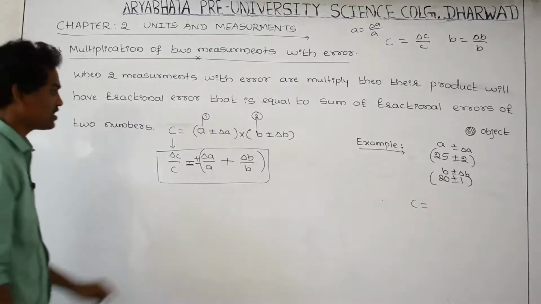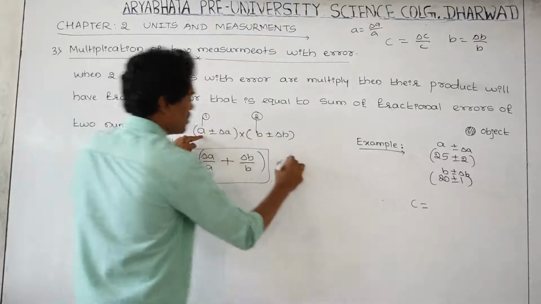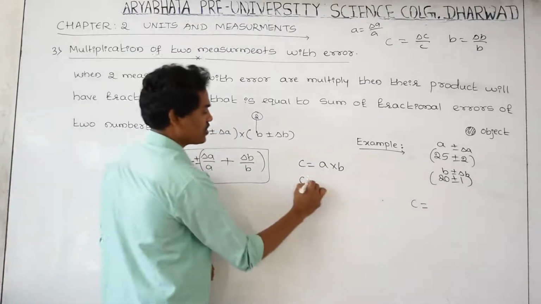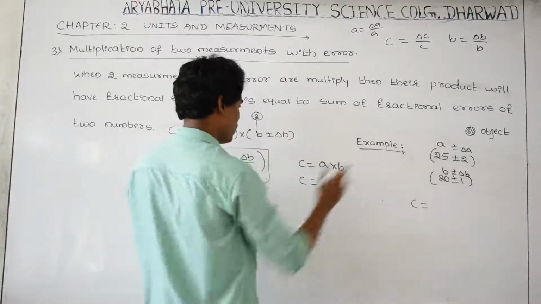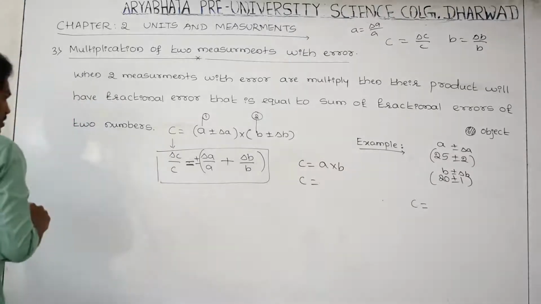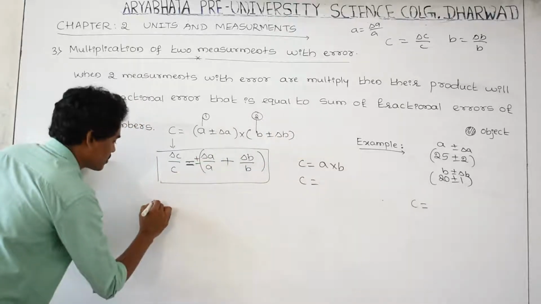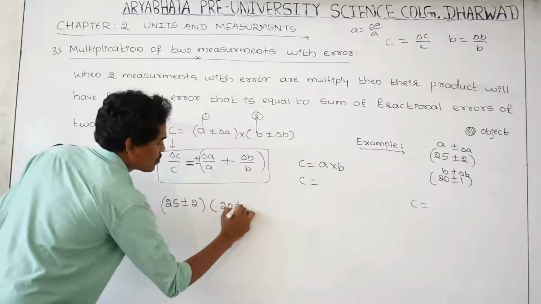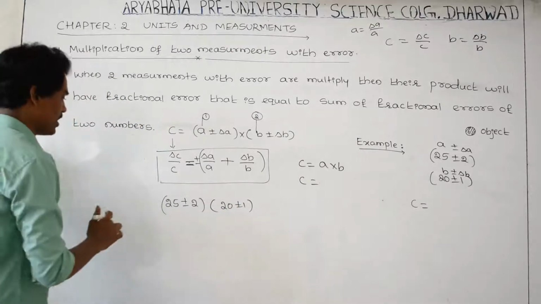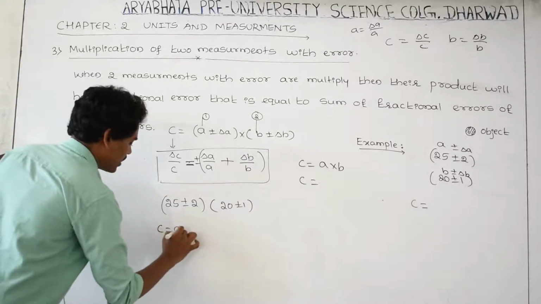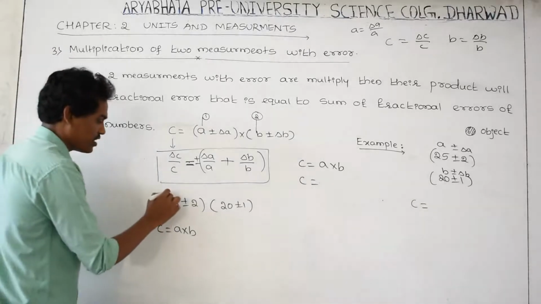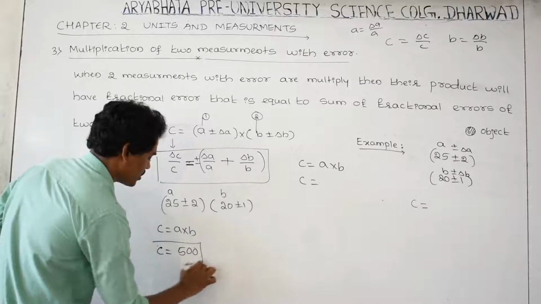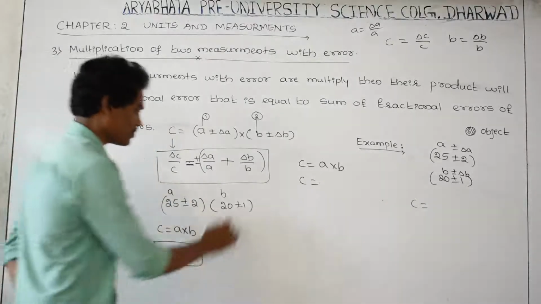Let us take here, if you multiply A into B, C is equal to A cross B. First you find out C is equal to A cross B. Let us take that example. The example I am taking is 25 plus or minus 2 into 20 plus or minus 1. If you multiply these two, you get C is equal to A cross B. What is A? This is A, and what is B? This is B, and C is equal to 25 into 20, that is 500. This is C. And next apply this formula.